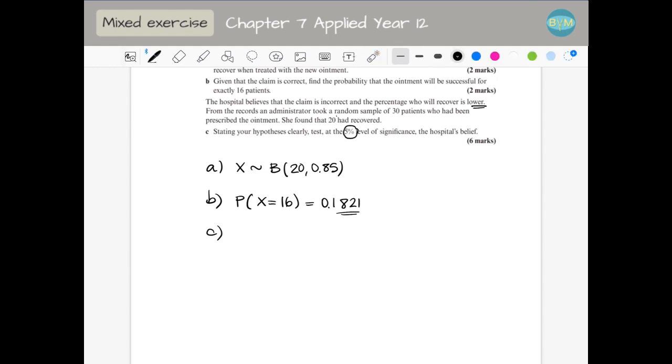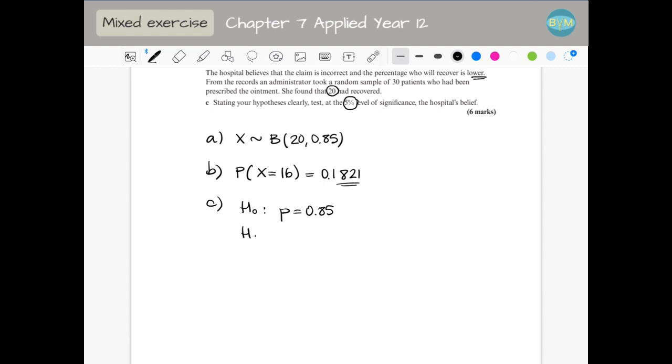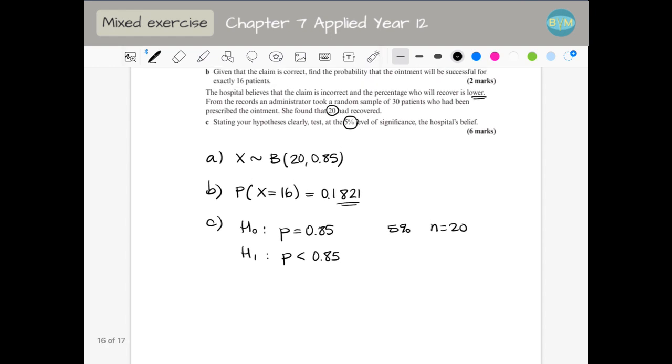So our H0 is going to be that P is 0.85, but they think it's less than that, so our alternative hypothesis is going to be P smaller than 0.85. Significance level 5%, and N is 20. No, sorry, that's not right. We have 30 patients and 20 recover, so N is 30 and the observed value is 20. This is going to be a binomial, 30 on this occasion, 0.85. Be careful because now we have 30 patients instead of 20.